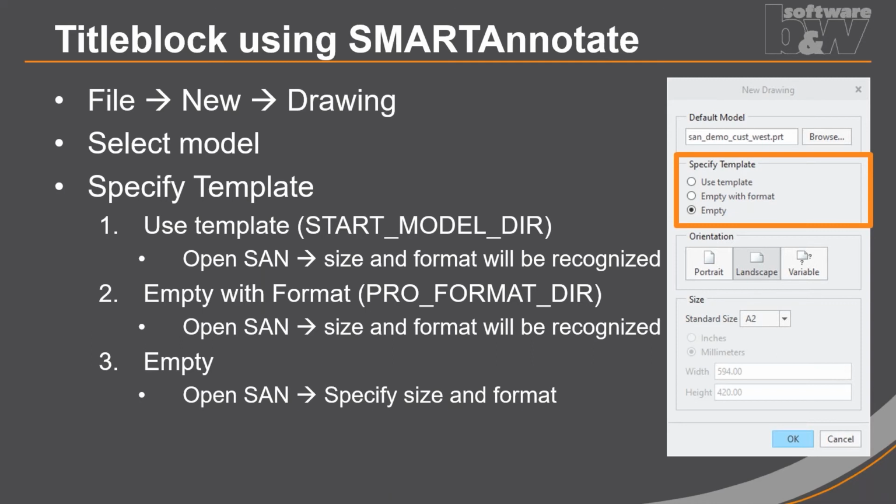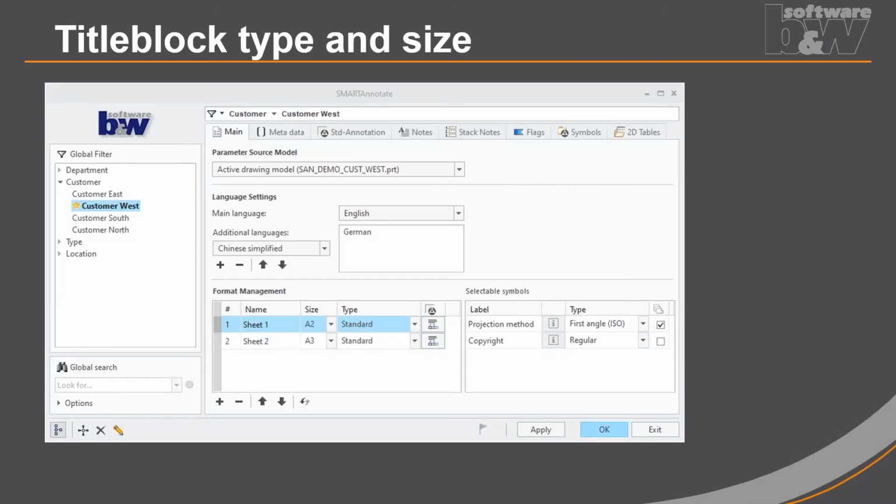And that's what I want to show in my live demonstration a little later. If the user has done so, he'll be shown this dialog from SMARTAnnotate. The main tab is activated, and on the left-hand side, he sees the global filter area. This sets the context from which the user can select formats, where parameters come from, where notes and standard annotations come from, and so on. So this is the context where he is living right now.